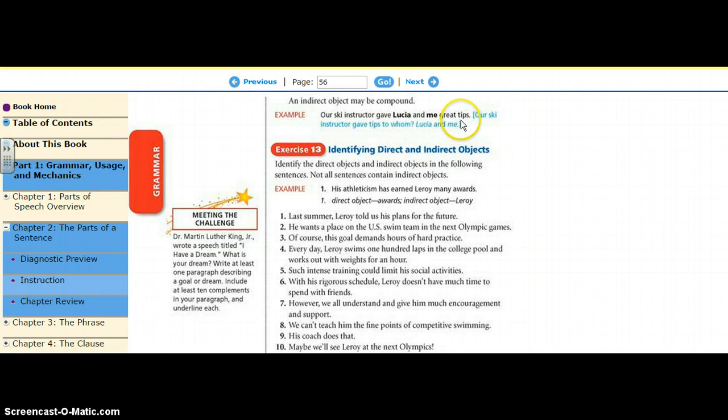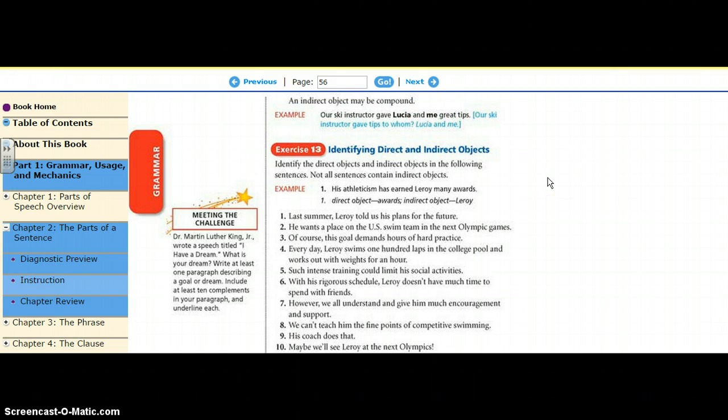Many times you will find your indirect objects right in front of your direct objects. So in this sentence, our ski instructor gave. Instructor is your subject, gave is your verb. Gave what? Tips is your direct object. And who did he give the tips to? Your indirect objects, Lucia and me.